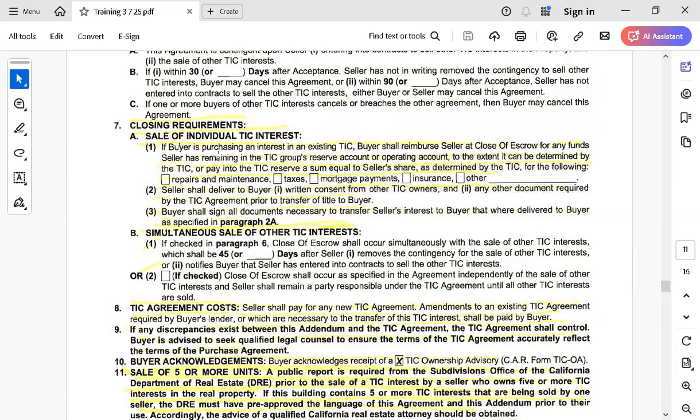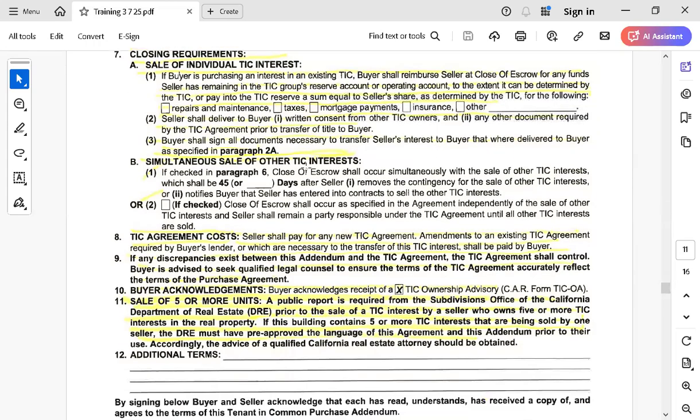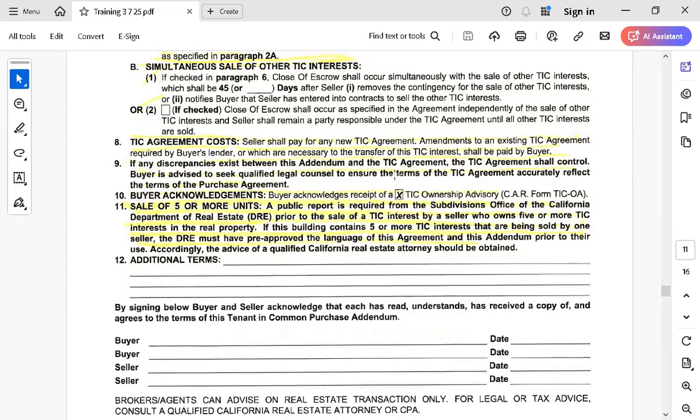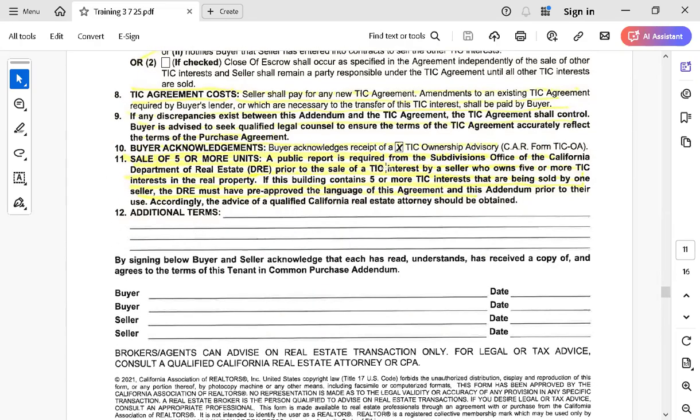I would get a closing statement early so that your buyer has time to make sure they have the applicable funds. Hopefully the listing agent gave it to you early so that you know how much the buyer's going to need to reimburse. Okay.